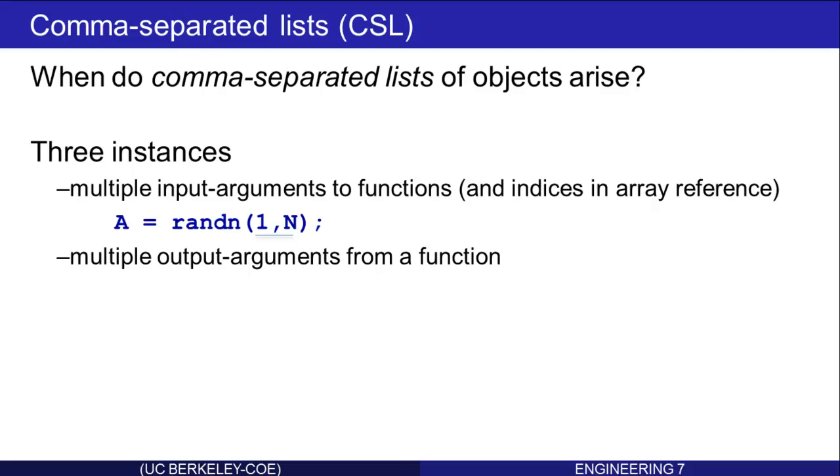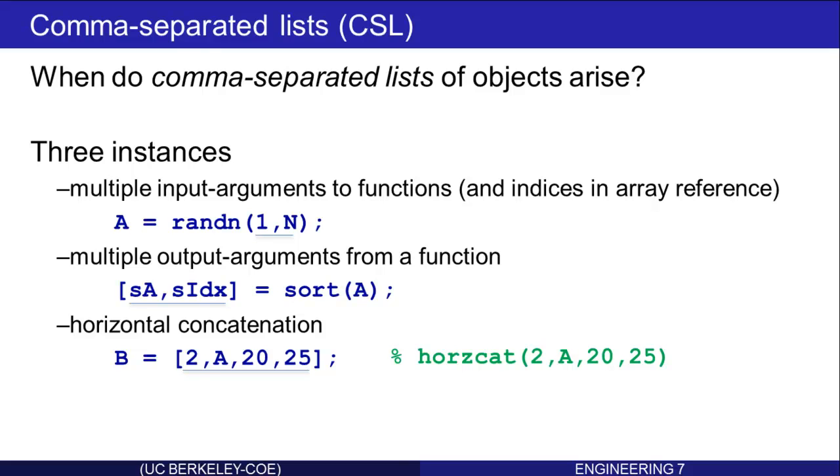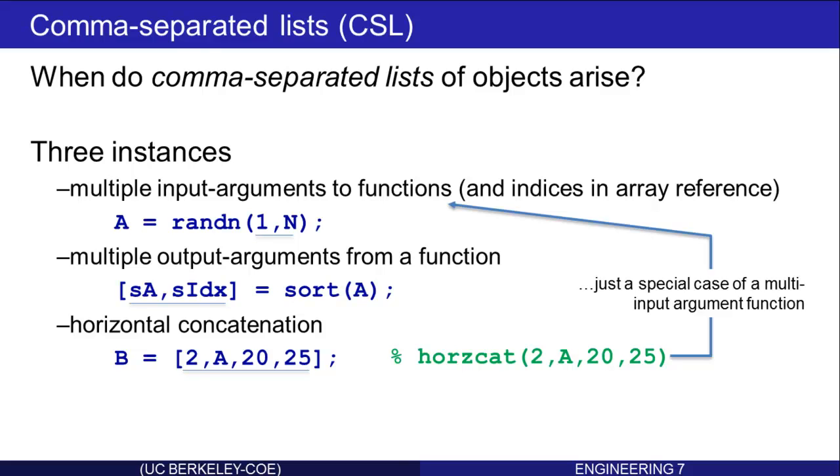Analogously, multiple output arguments from a function also use the comma-separated list. Here on the output side, we see two output arguments separated by a comma. Finally, the square bracket syntax for horizontal concatenation uses comma-separated lists, where the objects to be concatenated are separated by commas. Of course, that really just generates a call to horzcat, which shows that this is just a special case of the multi-input argument function, comma-separated list.